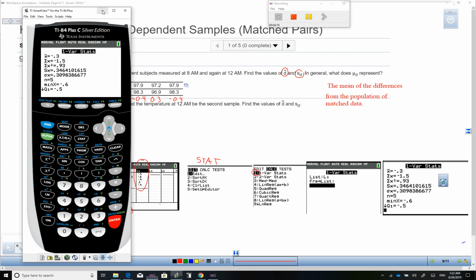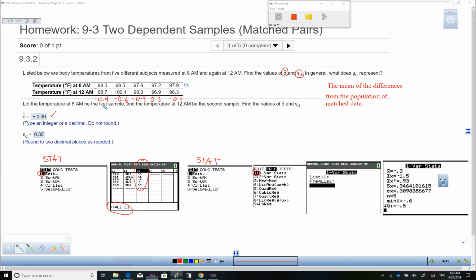So let me tell you, right here, the mean of these numbers is basically this mean. And the sample standard deviation of these numbers is basically this part. Okay? That's how you get this number and this number. So this is the mean of the differences, and this is the standard deviation of the differences. Okay, mu sub d represents the mean of the differences of the population of the matched data. So that's how you do number one on the TI-84 calculator.